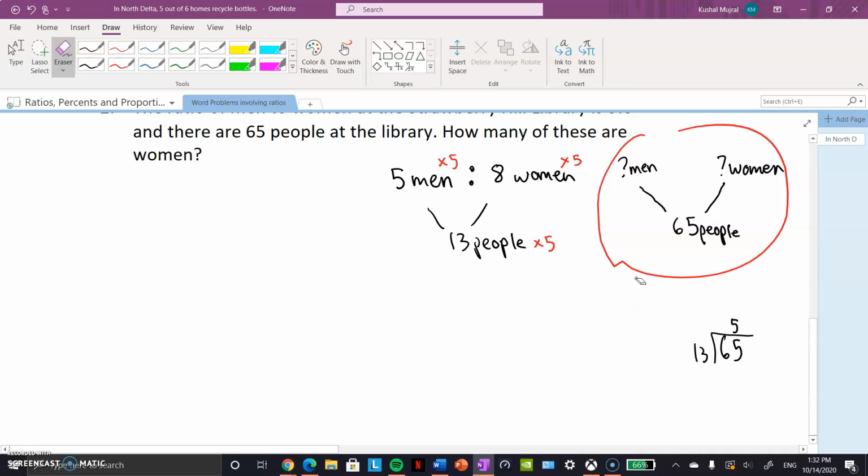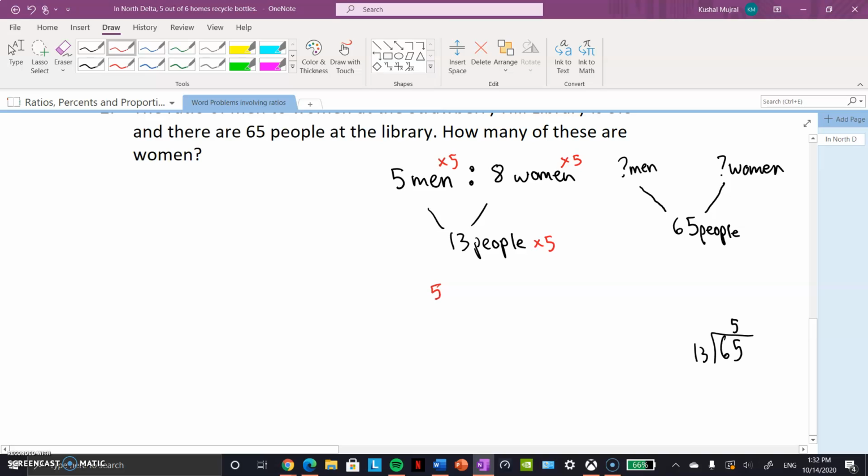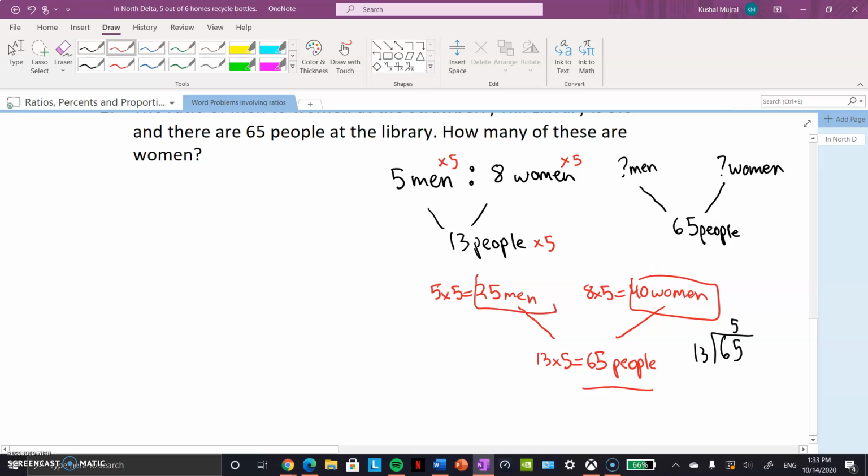So 5 times 5 equals 25 men. 8 times 5 equals 40 women. And 13 times 5 equals 65 people. So what this means is for every 65 people, there's 40 women, and there's 25 men.